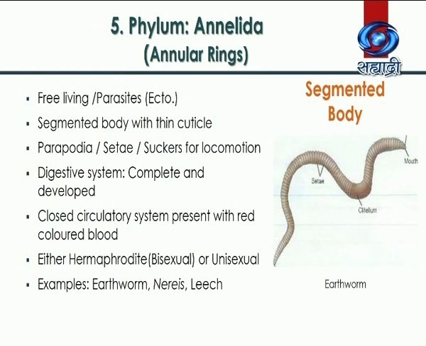Parapodia, setae, suckers are the structures which are useful for locomotion. Digestive system is complete and it is developed. Circulatory system is of closed type and red colored blood is present. These members are either hermaphrodite or unisexual and they reproduce sexually. Common examples are earthworm, nereis and leech.